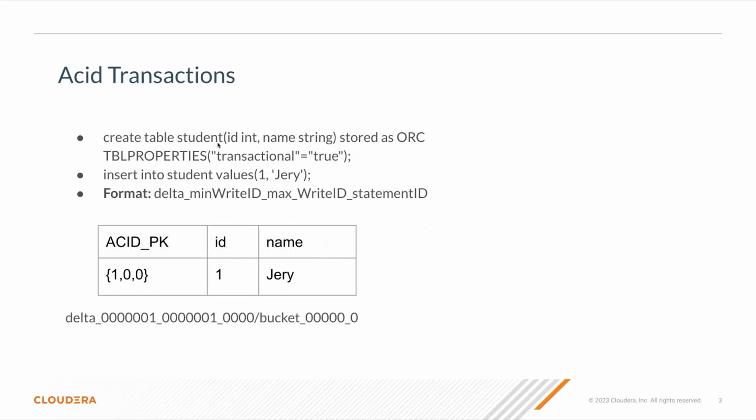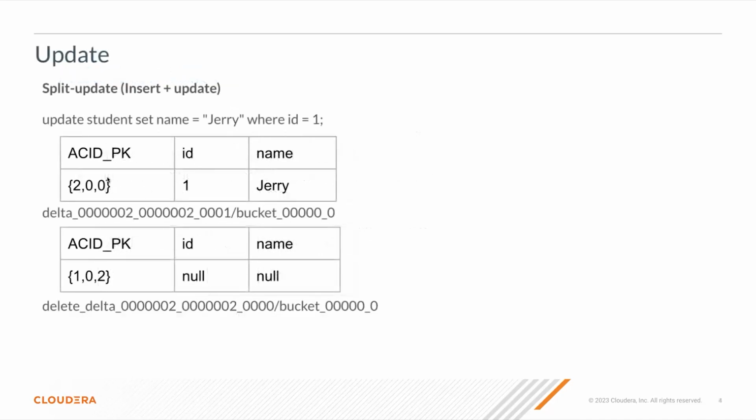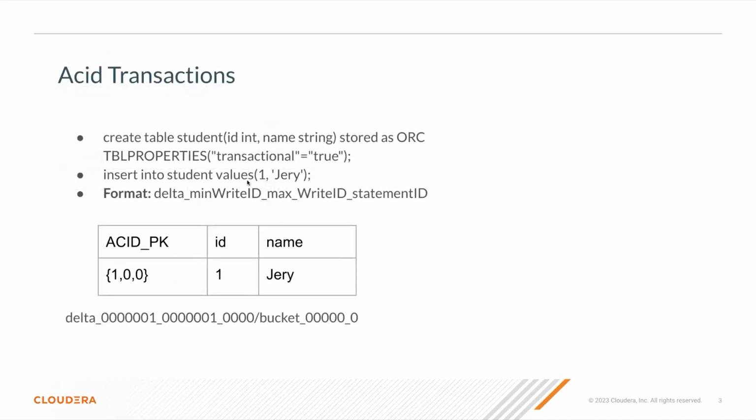So here, when we create a table, we need the table property transactional equal to true. Only then is this table considered a transaction table that supports the ACID properties. And so if we do an insert statement on this table, a new delta directory is created in the location of this table. And this delta directory format will be delta, minimum write ID, max write ID, and statement ID.